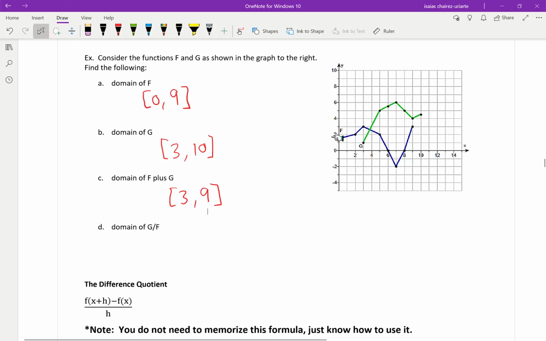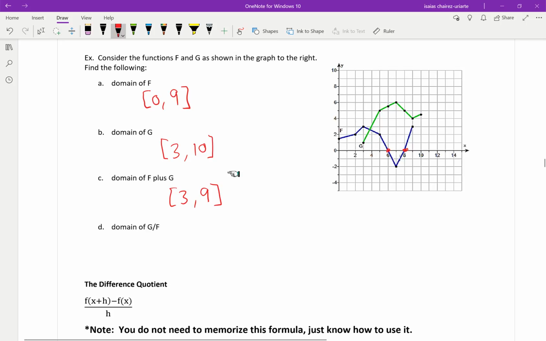So here it's 2, it goes up. Right here at 6, my y value is 0. And right here at 8, at x equals 8, my y value is 0. So I have these two little points that I'm sort of concerned about. I need to get rid of those from the domain.